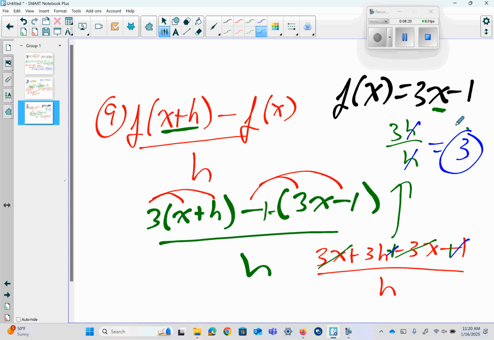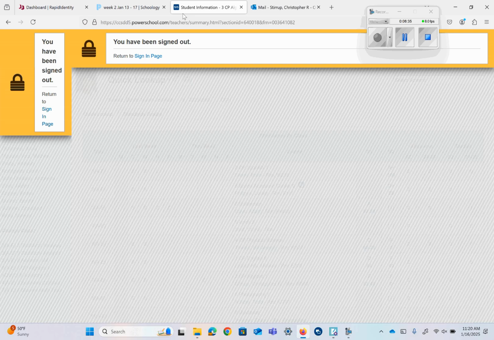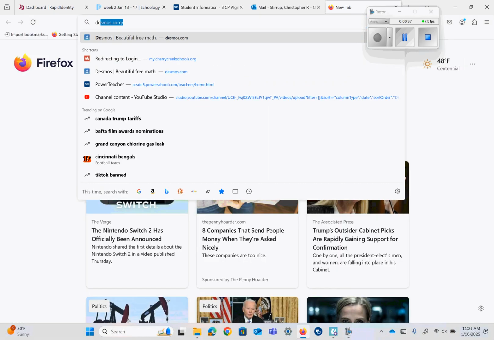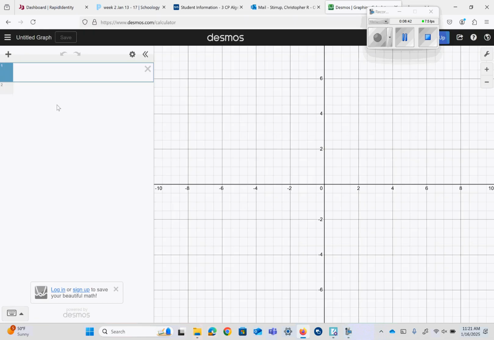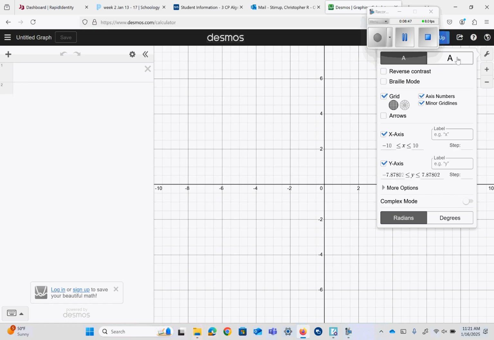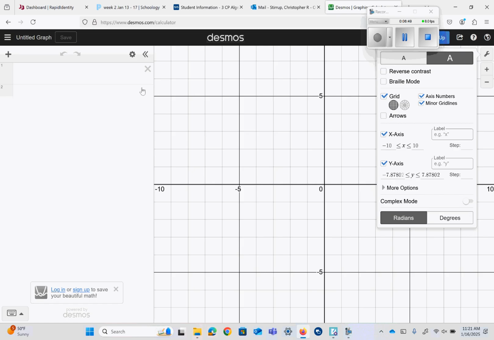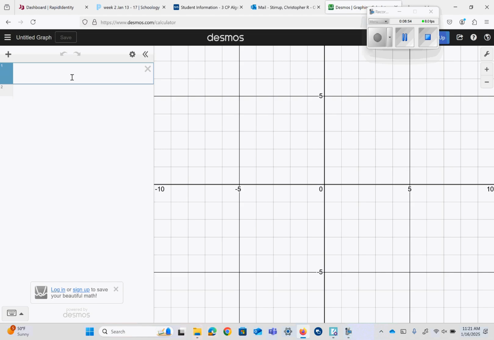All right, and then number 10 says find the exact value of x when g of x is equal to 0. So all that is really doing is using Desmos. Let's see, go to Desmos. When it says it's equal to 0, that means it's going to cross the x-axis. And they're asking for the exact value. So I want to take a look at this first because this might not give me the exact value.